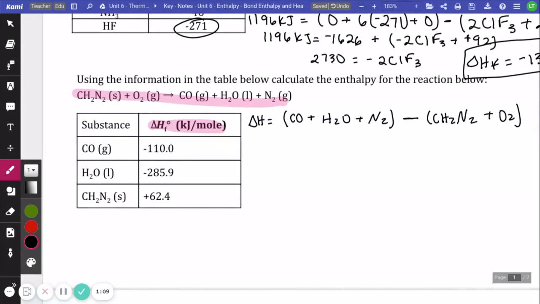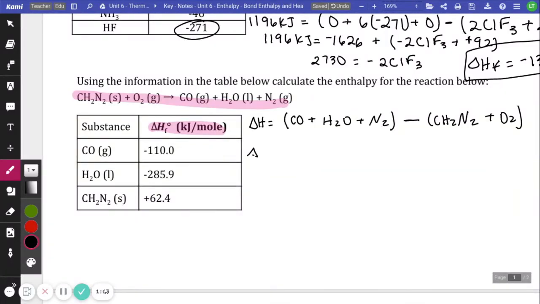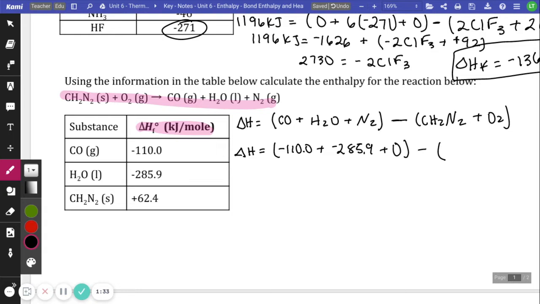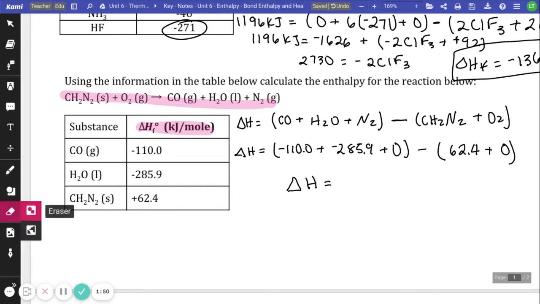All right, let's start plugging in our values. So delta H is equal to negative 110 kilojoules plus negative 285.9. It's nitrogen, a pure element, so that's going to be 0, minus the heat of formation of CH2N2, which is going to be 62.4, plus oxygen, which again is an element, so it's going to be 0. Okay, so then we'll just plug that into our calculator. Go ahead and take a minute and plug it in.